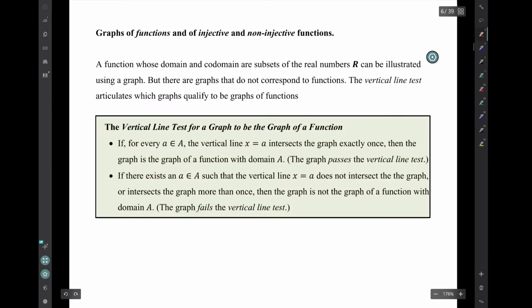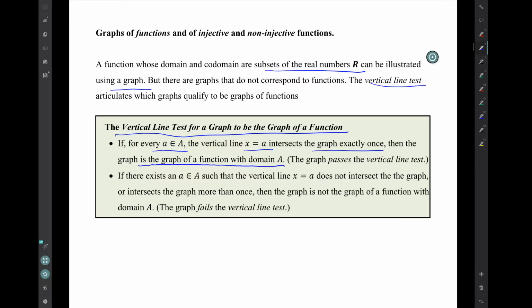Let's go on. Let's consider graphs of functions and of injective and non-injective functions. A function whose domain and codomain are subsets of the real numbers can be illustrated using a graph, but there are graphs that don't correspond to functions. The vertical line test articulates which graphs qualify to be graphs of functions. So the vertical line test for a graph to be the graph of a function is this. If for every little a in set capital A, the vertical line x equals a intersects the graph exactly once, then the graph is the graph of a function with domain capital A.